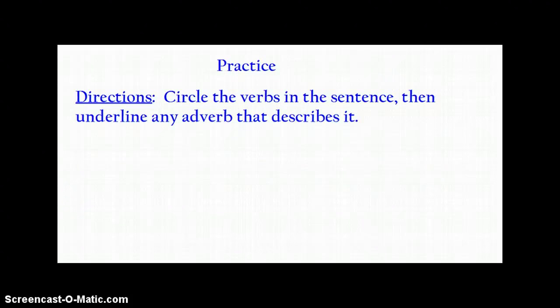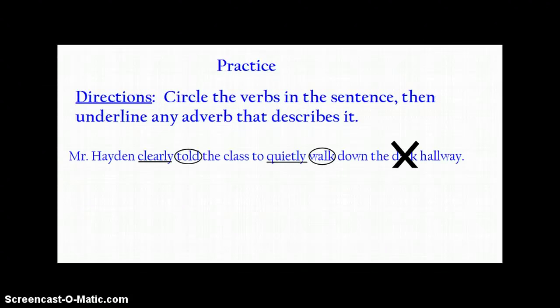Alright, if you're ready, here we go. The first sentence: Mr. Hayden clearly told the class to quietly walk down the dark hallway. The verbs in the sentence are told and walk. They're actions. I can clearly tell you to do something. I told you to quietly walk.